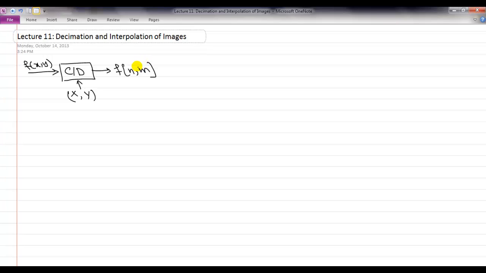And after that, we want to briefly touch upon the ideas of interpolation, decimation and interpolation in two-dimensional signals. And with that, we will finish our discussion of sampling theory as far as this course is concerned.